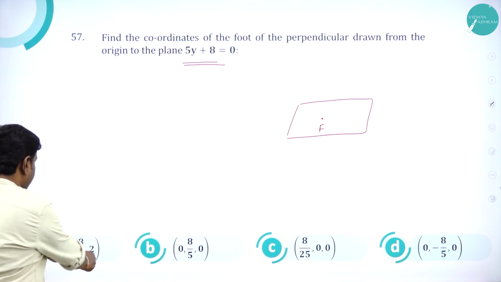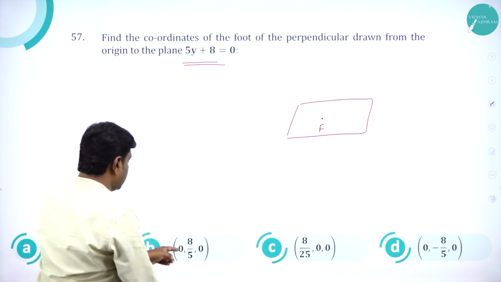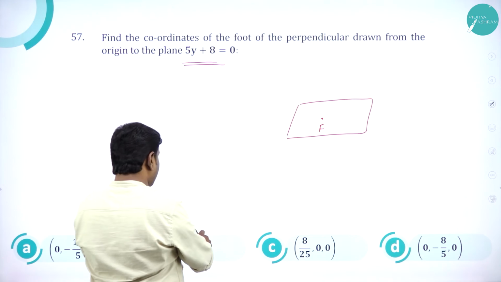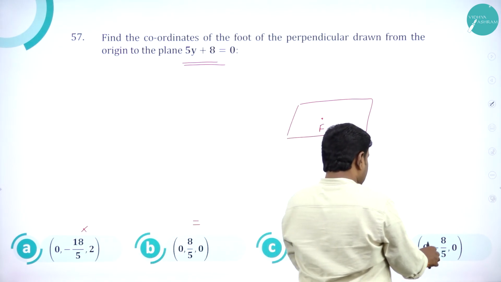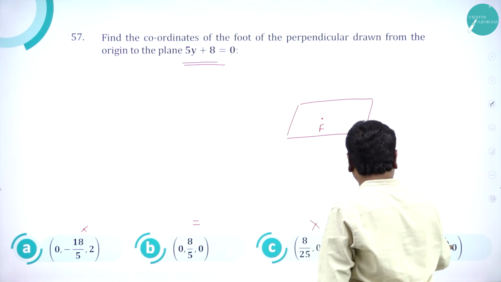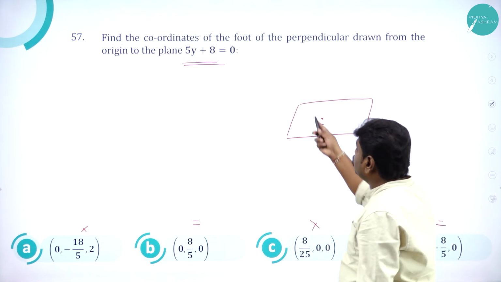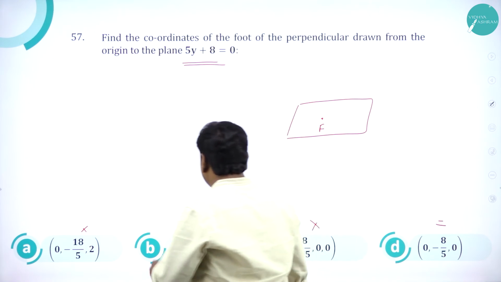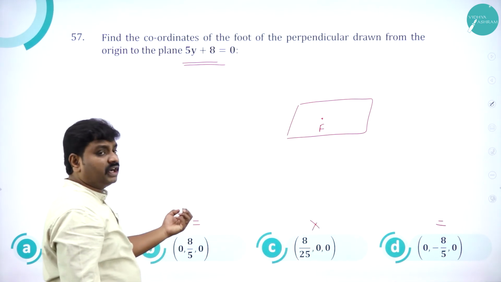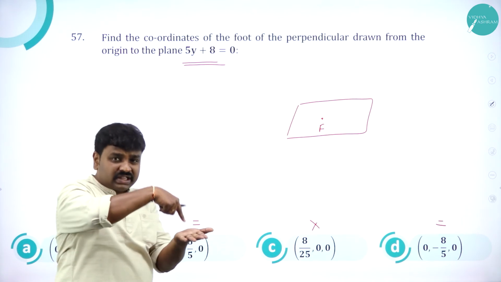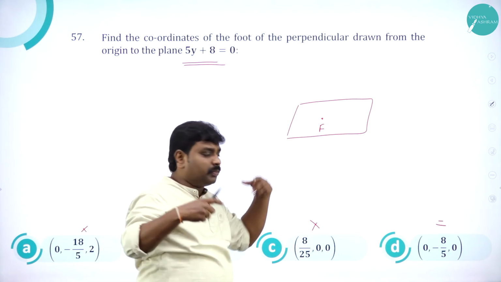Here we have z value, so this is ruled out. Here we have only y value, it may be the answer. Here we have only x value, this is ruled out. So we have two possibilities, because the foot should lie in the plane. So how can I decide which is the foot? By substituting. If I substitute, I should get 0. The foot is on the plane, so any point in the plane should satisfy the plane equation.